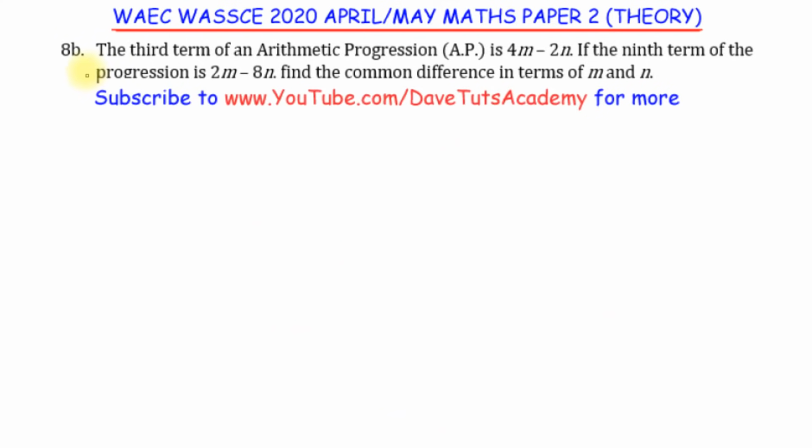In this question on arithmetic progression, that is sequence and series, we are told that the third term of an arithmetic progression, an AP, is 4m minus 2n, and if the ninth term of the progression is 2m minus 8n, we are asked to find the common difference in terms of m and n.